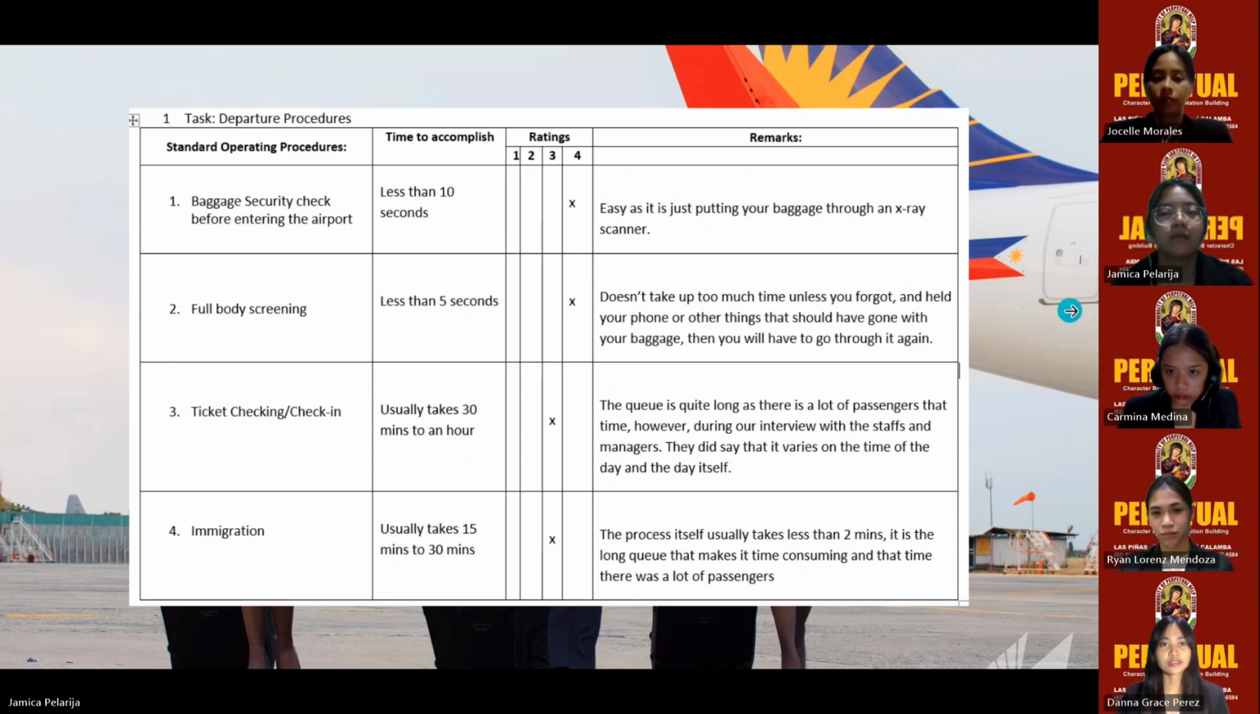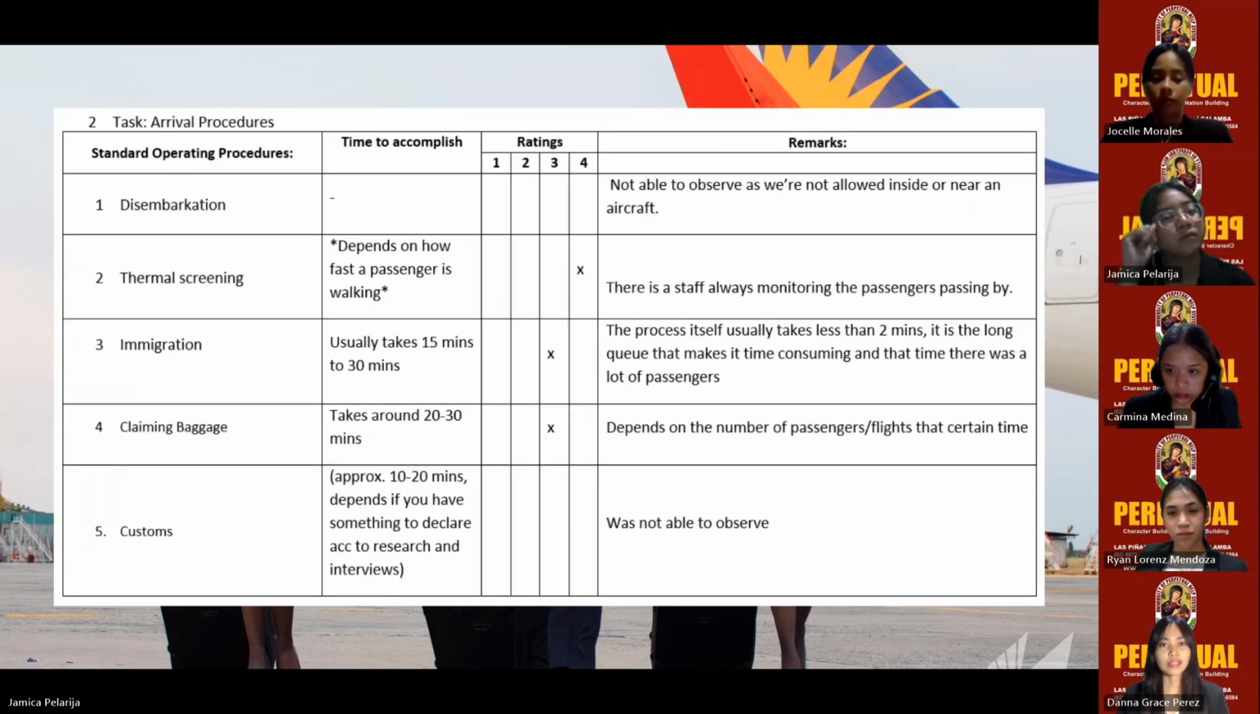Moving on, we have the standard operating procedure for arrivals in NAIA Terminal 1. These are disembarkation, thermal screening, immigration, claiming the baggage, and of course, customs. Some of these procedures we were not able to observe as we have limited access to certain parts of the terminal. But from what we have observed, most of the procedures are sometimes followed, and this is because, like the departure, time to accomplish varies with how many passengers are present during the time.